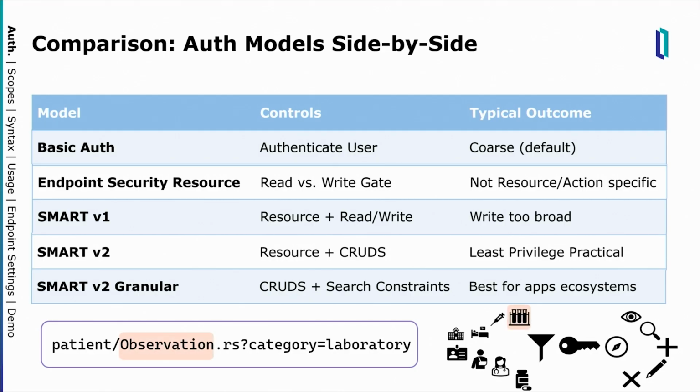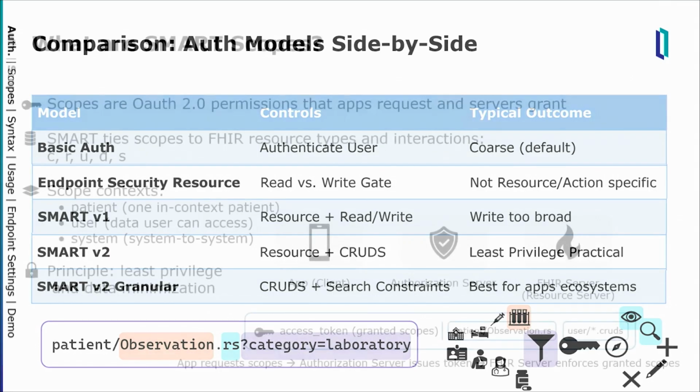And we say observation, that's the resource type. We have read and search, that's the permissions we give. And we have the filter. In this case, only observations with the category of laboratory. Now, there's a longer syntax to that. Also, you can put the system, but that's the value that usually works. So this is what we want to focus on today.